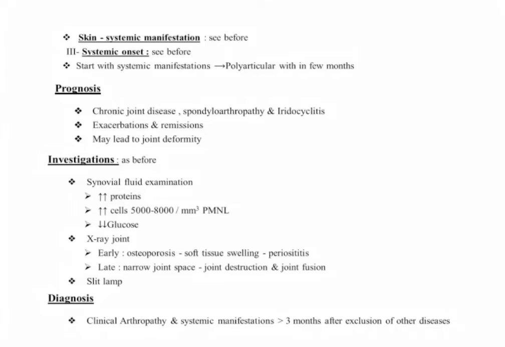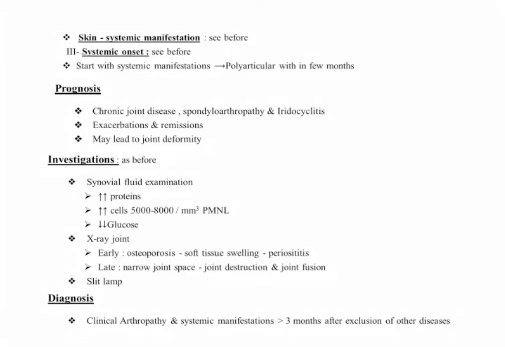Skin manifestation, as I mentioned before. Systemic onset started with systemic manifestation, then polyarticular after a few months. Prognosis of rheumatoid arthritis: chronic joint disease, may present with exacerbation and remission, may lead to joint deformity. Investigation, as I mentioned before, in addition to synovial fluid examination.